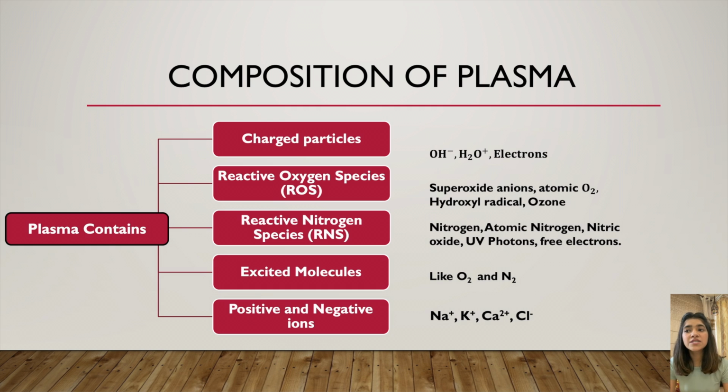Now we have the composition of plasma. Plasma contains charged particles which are OH negative, H2O positive, electrons, reactive oxygen species, superoxide ions, atomic oxygen, hydroxyl radical, ozone. Then we have reactive nitrogen species which are nitrogen, atomic nitrogen, etc. Then we have excited molecules like oxygen and nitrogen. Then we have positive and negative ions which are sodium, potassium, calcium ions.